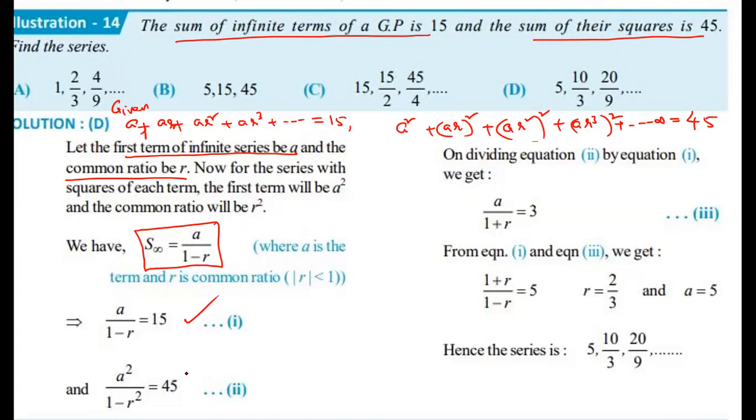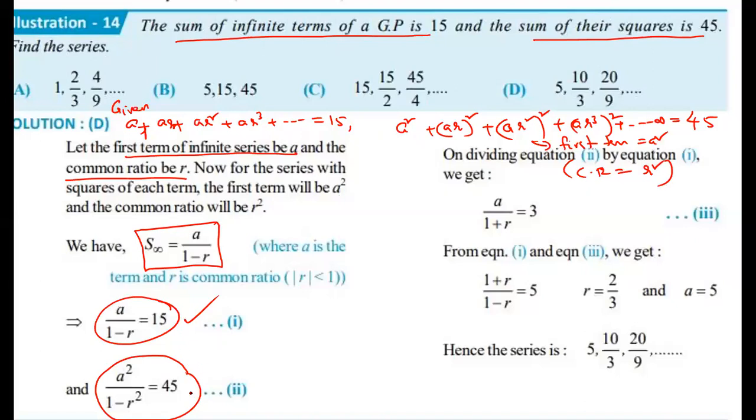Now is the condition. Formula. Because in this case, what is the first term? First term is A square. What is the common ratio? Anyone? R square. That's the meaning. Now how to simplify? You know very well. So 1 by 2 or 2 by 1, anything, you cannot simplify.